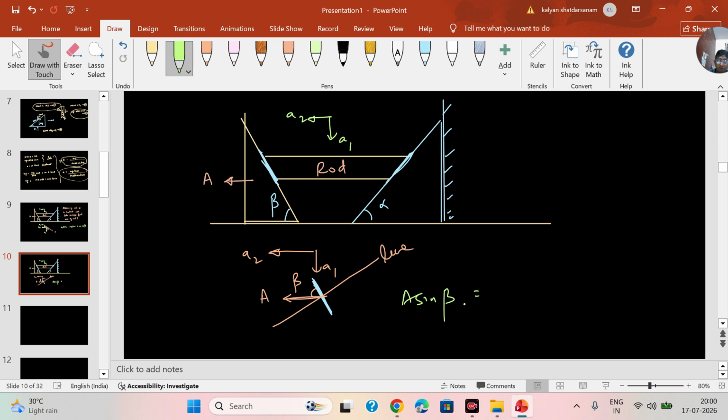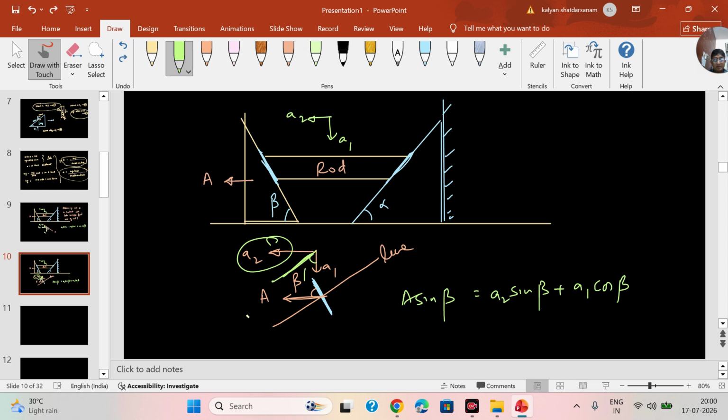And what is A2's component along that line? That is A2 sine beta only. How? Because A2 is also in the same direction as A only. Okay. And A1's component will be A1 cos beta. If A2 has a component sine beta in this direction, A1 will have component cos beta. In fact, this angle is beta. Angle between two lines is angle between their perpendiculars.